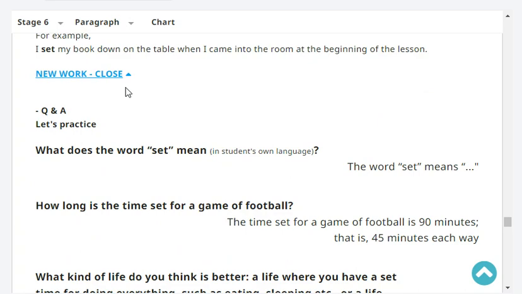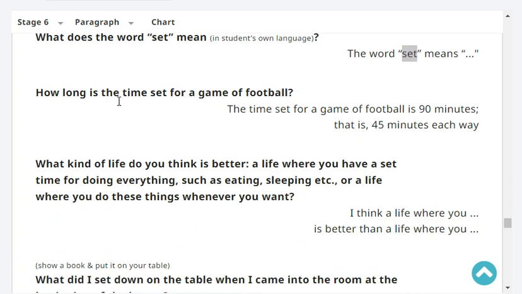Okay, let's practice. What does the word set mean in Japanese? The word set in Japanese means oku, like set your books. Very good. How long is the time set for a game of football? The time set for a game of football is 90 minutes. That is 45 minutes each way. Very good.